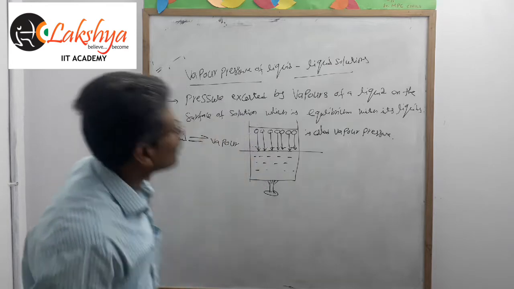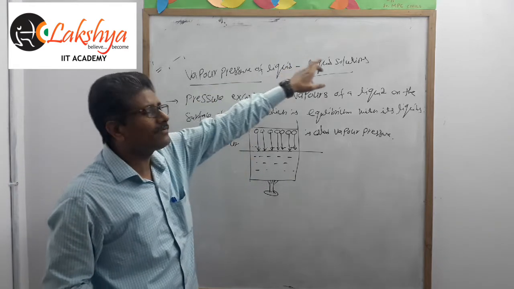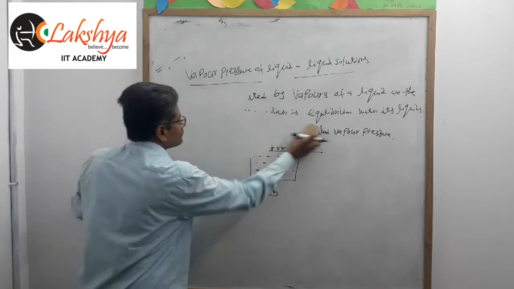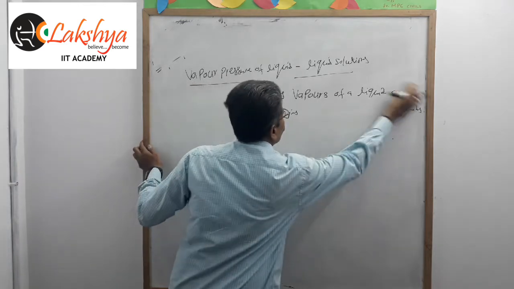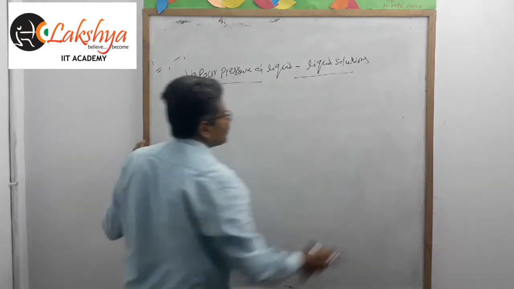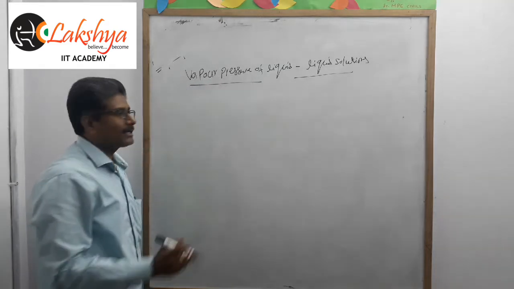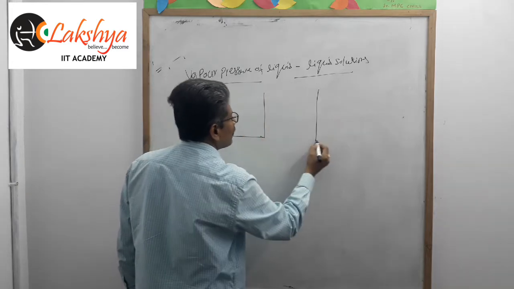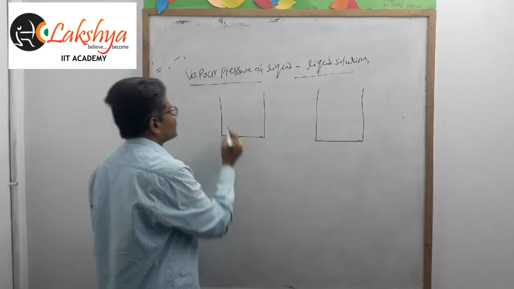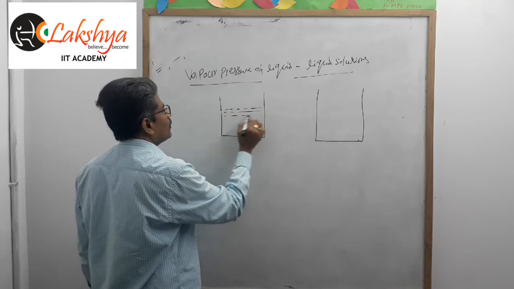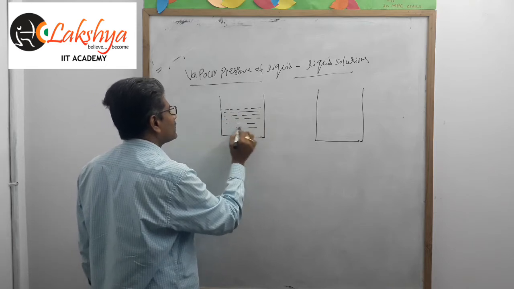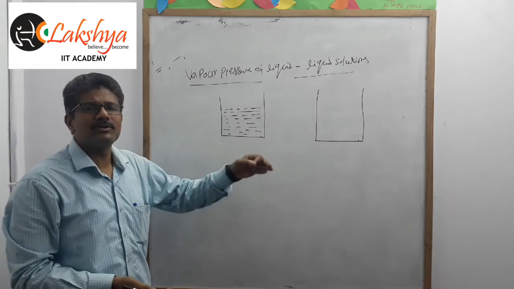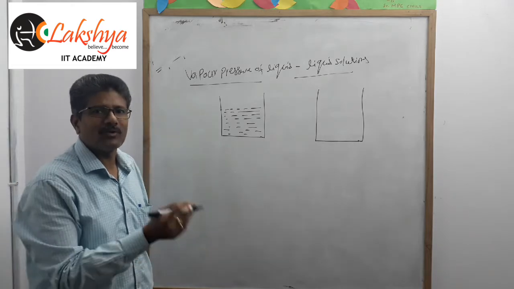Right. Now our topic is vapor pressure of liquid-liquid solution. Let a solution be prepared by mixing two volatile liquids. What is the definition of volatile liquids? Generally, liquids are volatile. They easily change into vapor state. They are called volatile liquids.